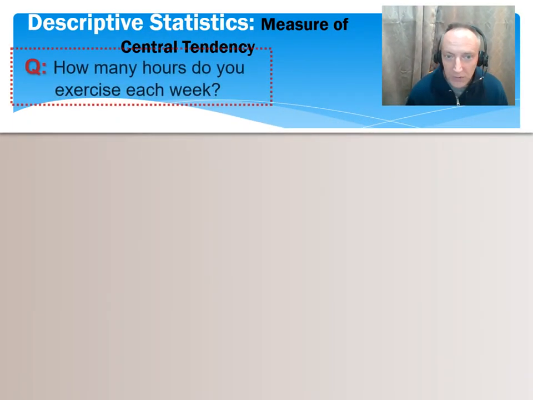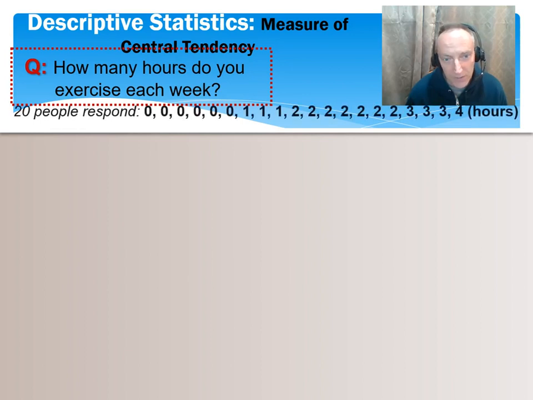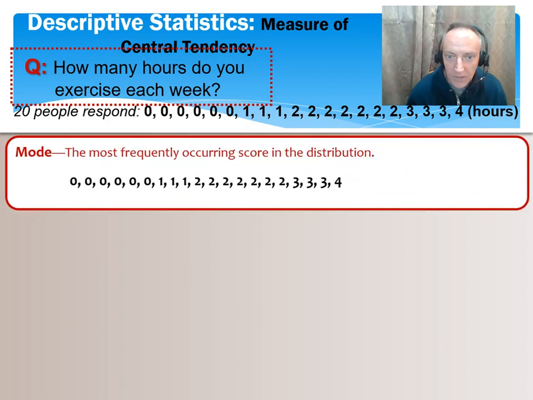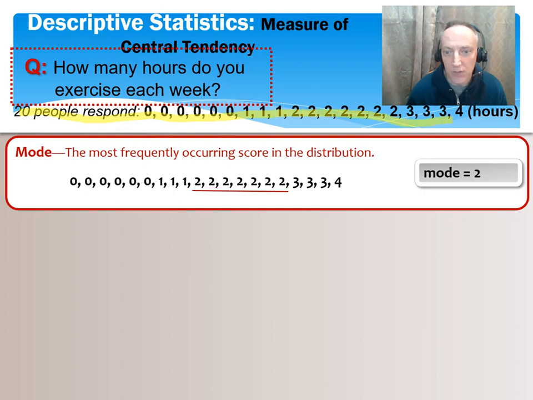So we're going to learn about 3 measures of central tendency. We're going to use this data set here. So let's say we asked 20 people, how many hours a week do you exercise? The simplest measure of central tendency is the mode. The mode is simply which answer was given the most. In this case, that would be 2.